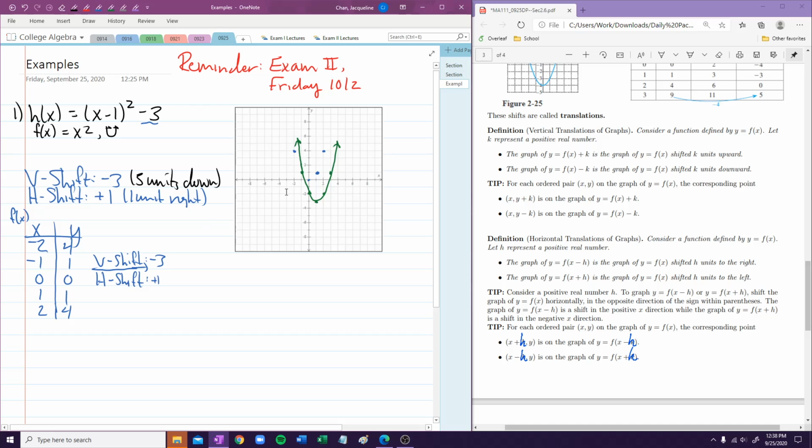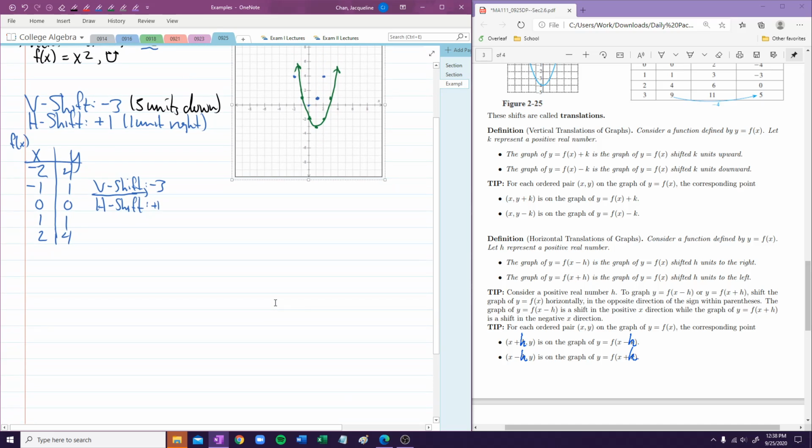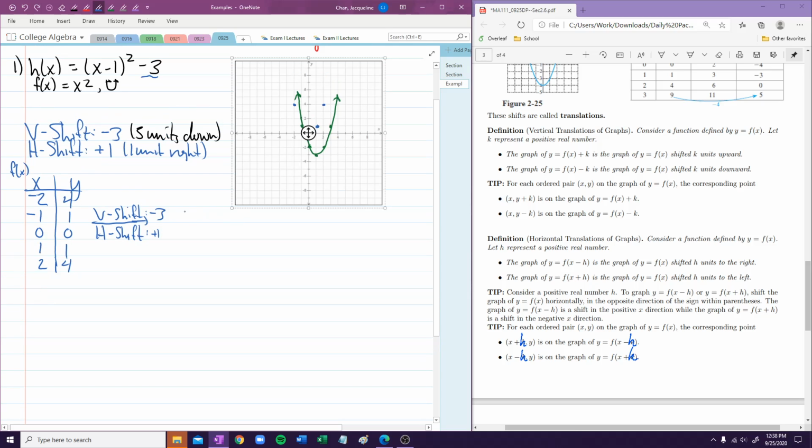I'm going to put it over here, because there's no room right there. So what does it mean to be a vertical shift?